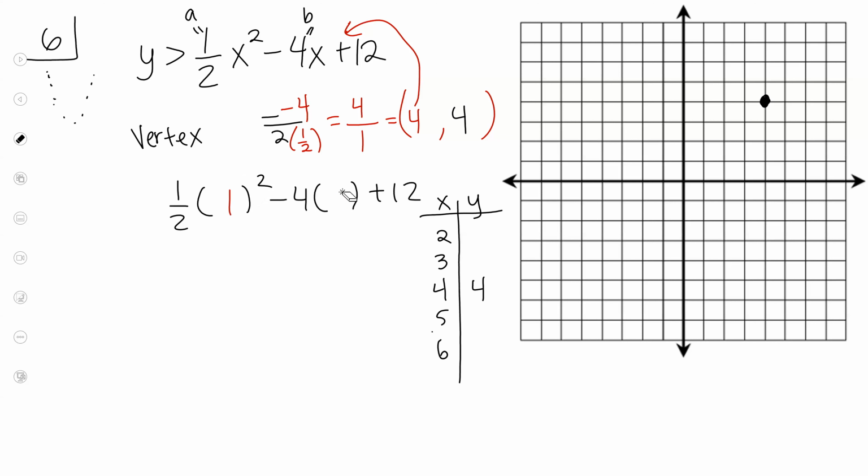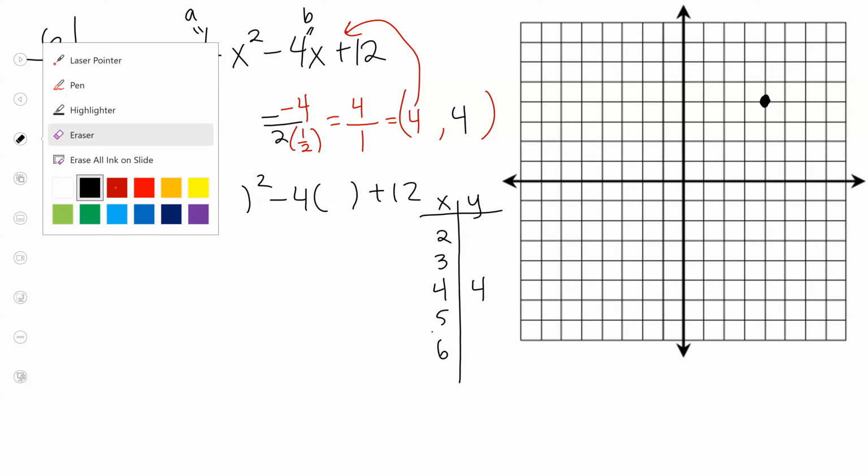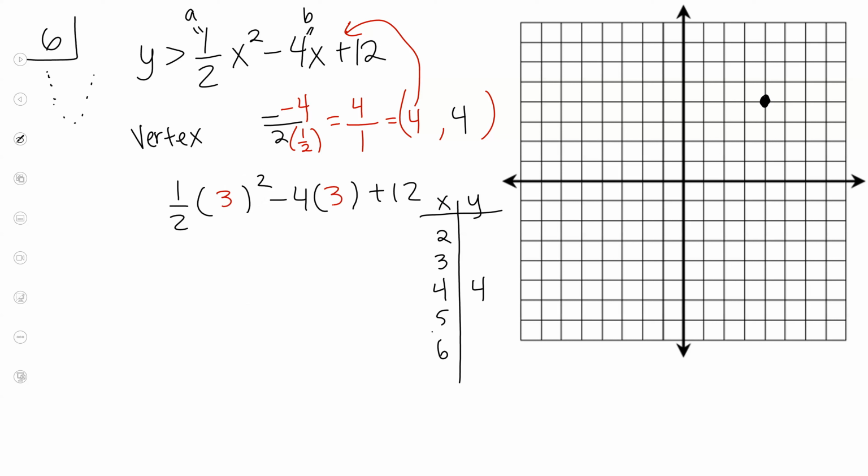So now this time I'm going to plug in the number 3. Let's plug in a 3. So 3 squared is 9. So we're going to get 9/2 minus 12 plus 12. And that cancels out. So when I plug in a 3, my y value is 9/2. What is 9/2 as a decimal? 4.5. So let's go ahead and graph that. The x value 3 is paired with 4.5. That's right there. And guys, since this is a quadratic graph, I know that 5 will also give me 4.5. This will also be 9/2 or 4.5.